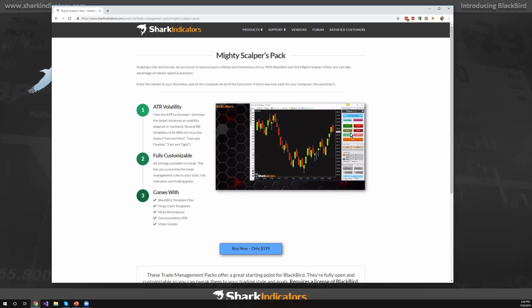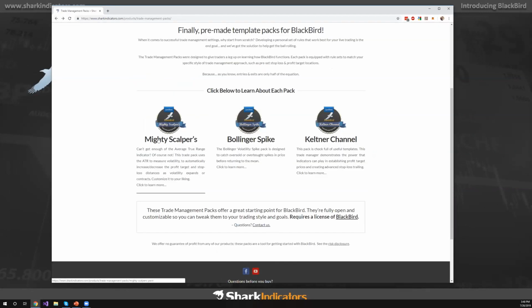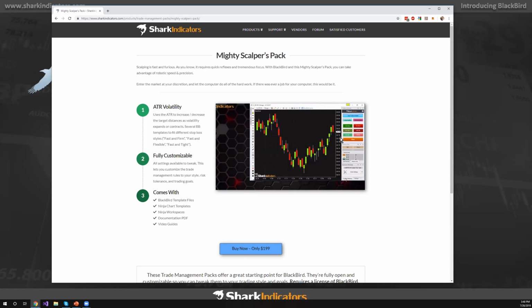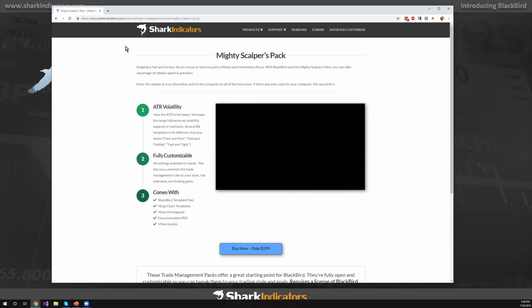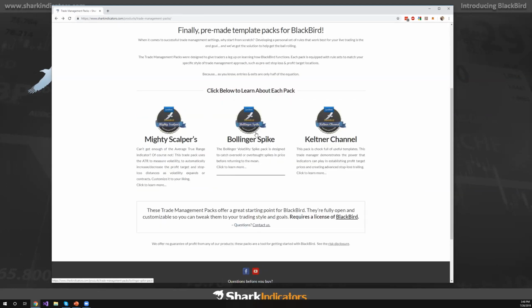So presumably you enter manually, or you have some sort of indicator signal or automated signal that you can use to enter. But for example, we have 3 different packs. The first one I'm going to talk about is the Mighty Scalpers pack. This one's great for scalping. And this is again another example. You can actually trade these straight out of the box if you want. But this is great for those of you that like ATRs and volatility-based trading.